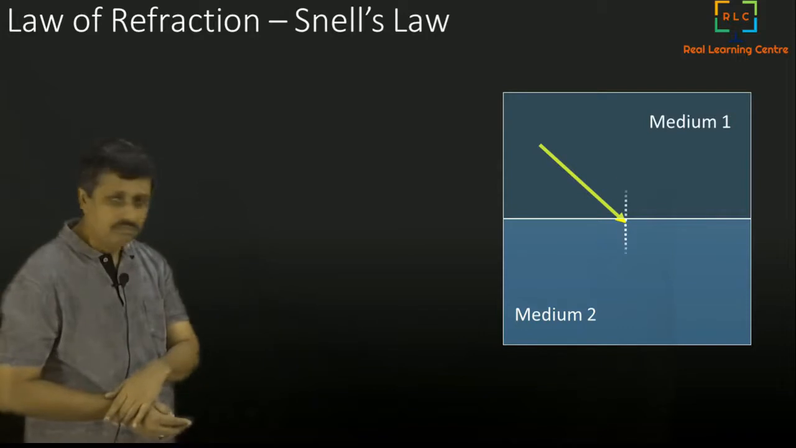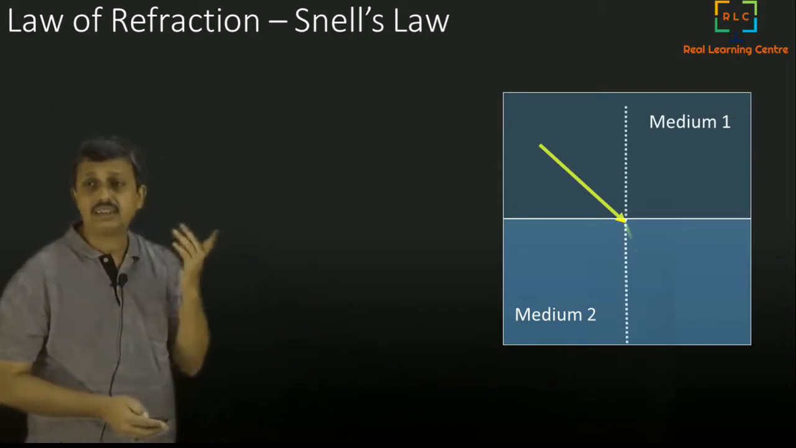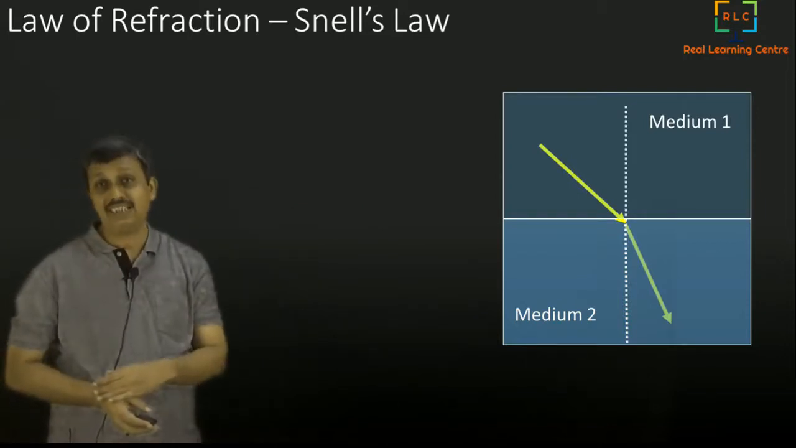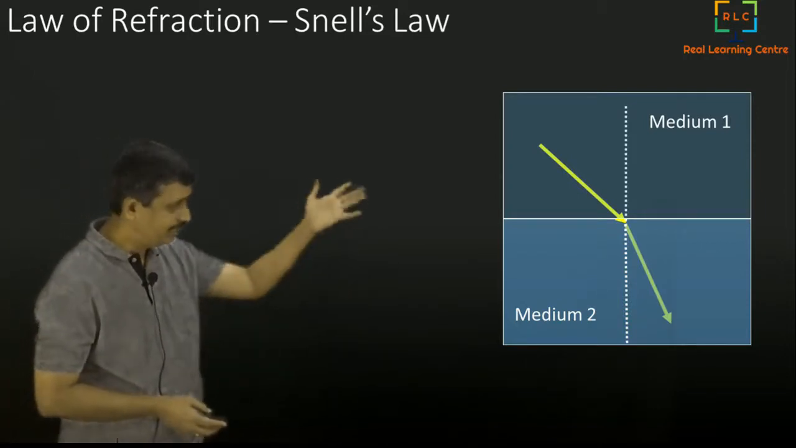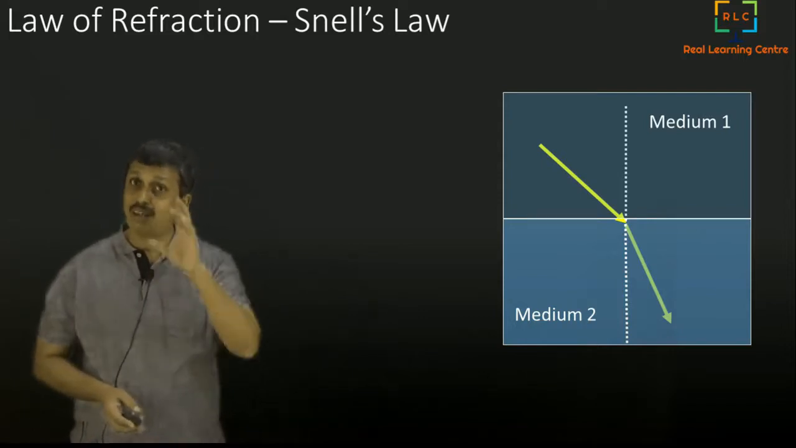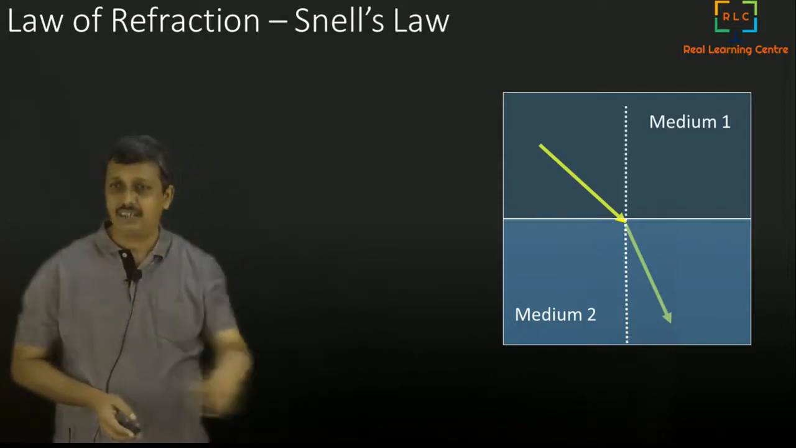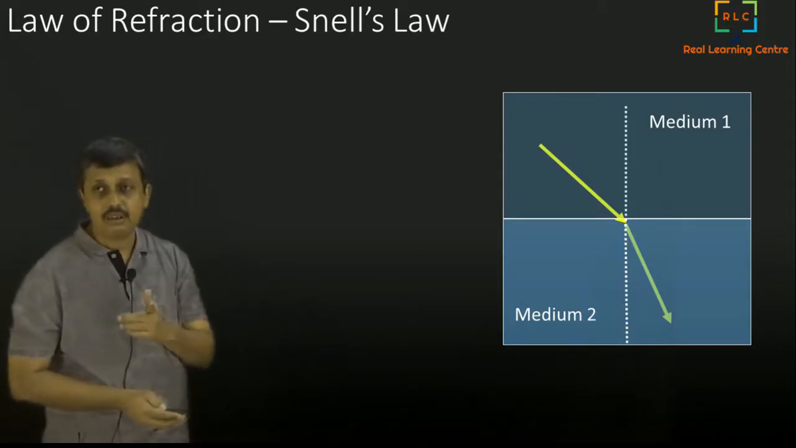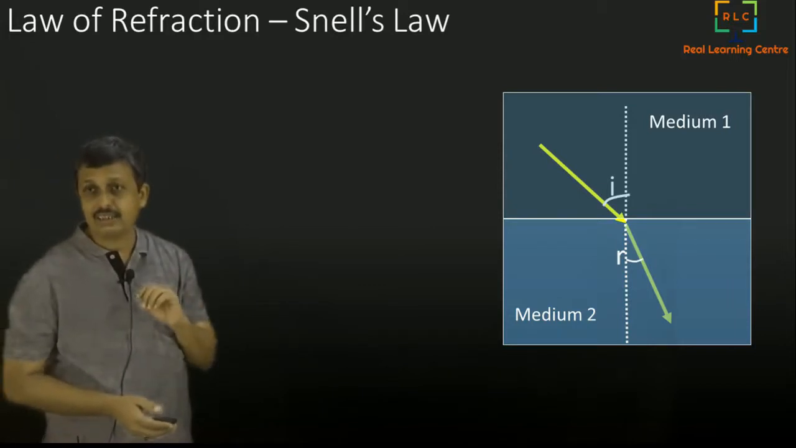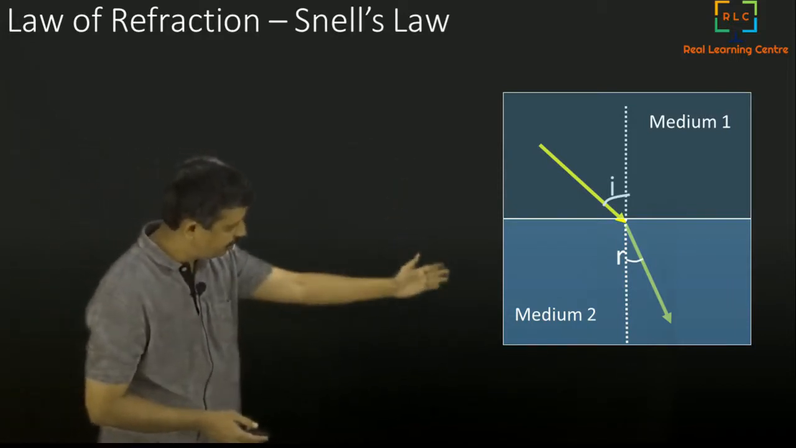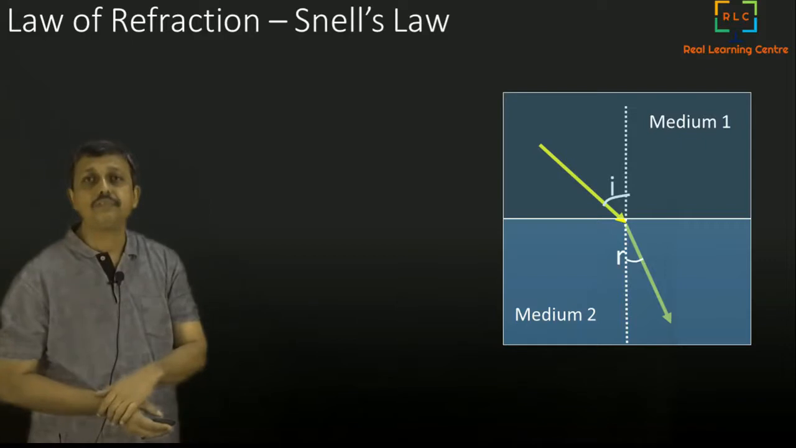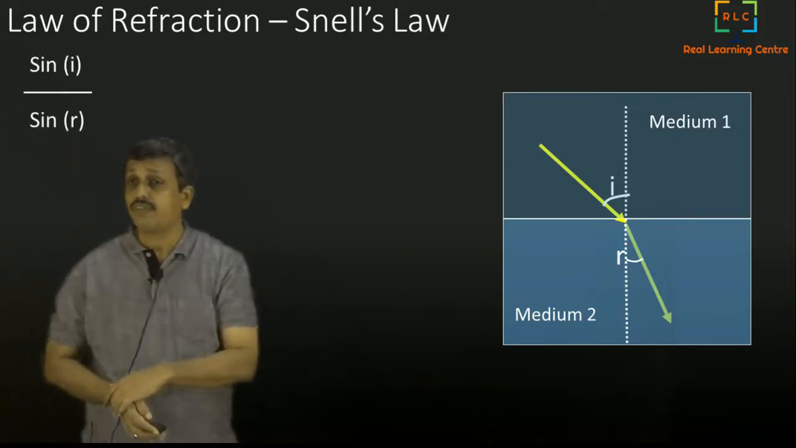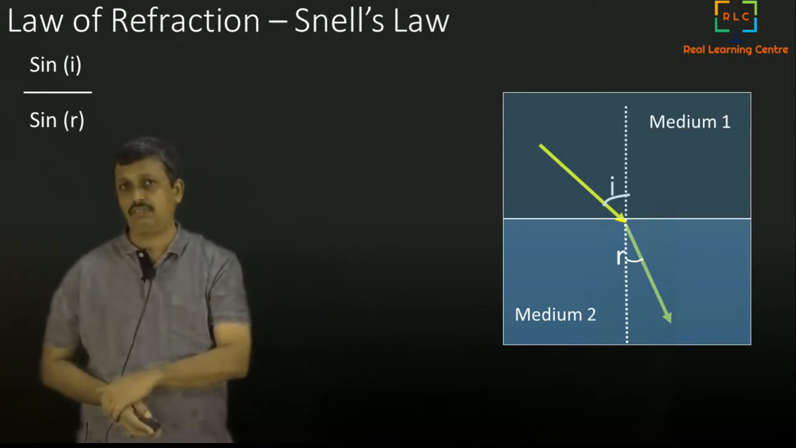Now we draw a normal and we see how the light travels. If it is bending towards the normal, then we will say that medium 2 is denser than medium 1. Denser means optical density. For the light, it is denser. So when that happens, we name one of the angles as I, that is the incident angle, and the other one as R, which is the refracted angle. And we give a first rule. So what is that law?